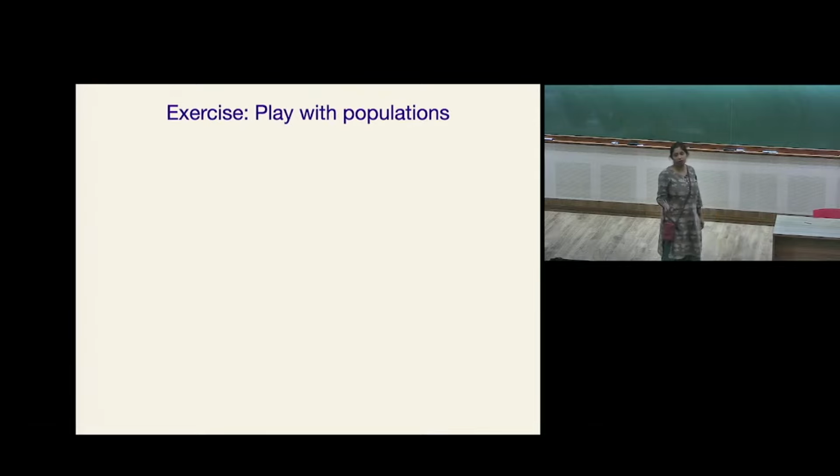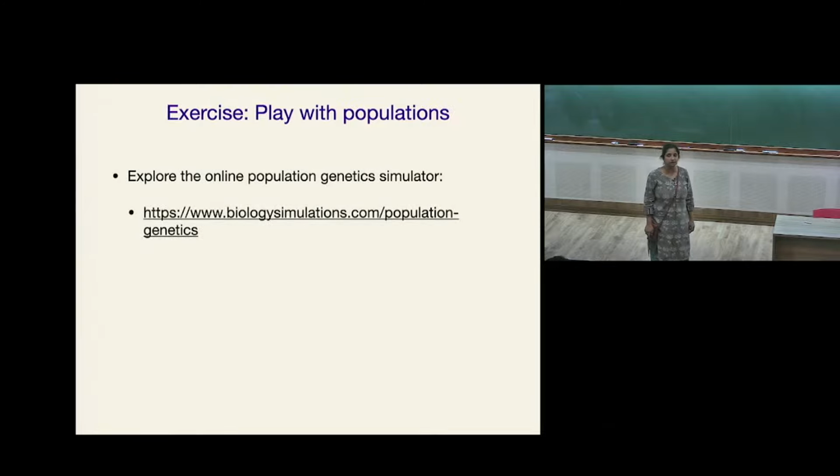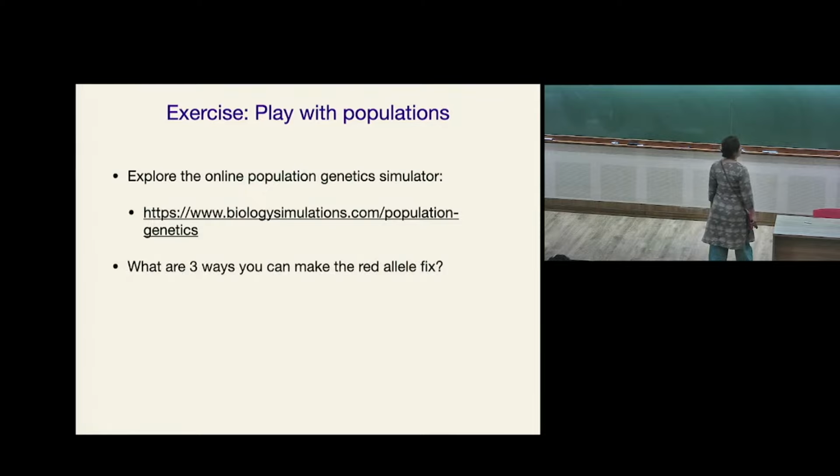So I want you all to now play with some simulations. There's an online population genetics simulator. The link is in Slack as well. I've just posted it a little bit ago. So open up your laptops. It's a very easy, simple, and nice way to get some intuition about some of the things that Kavita has already spoken about earlier: what is going to happen to alleles in populations. Okay. So explore this a bit, and I want you to particularly try and answer some questions.